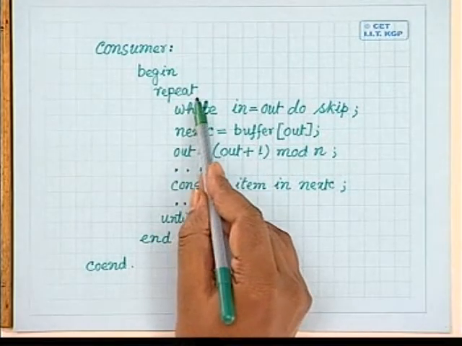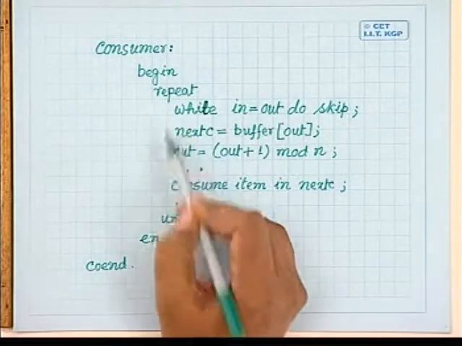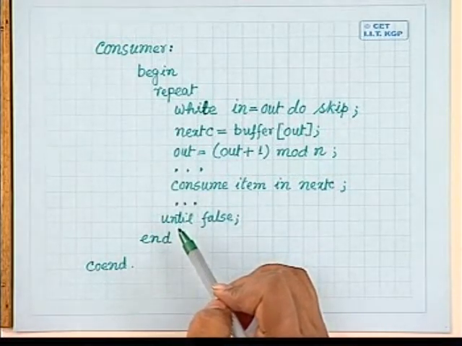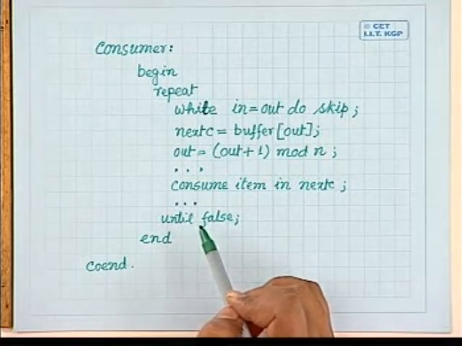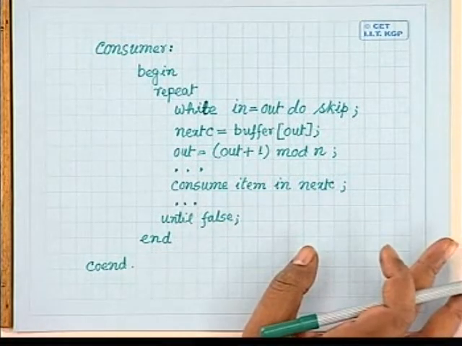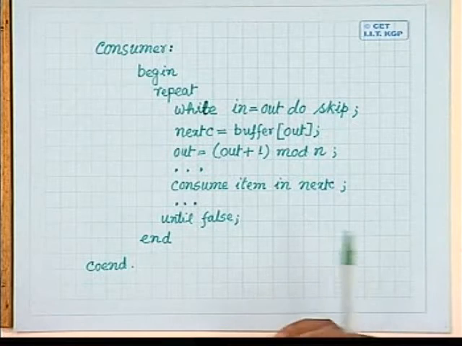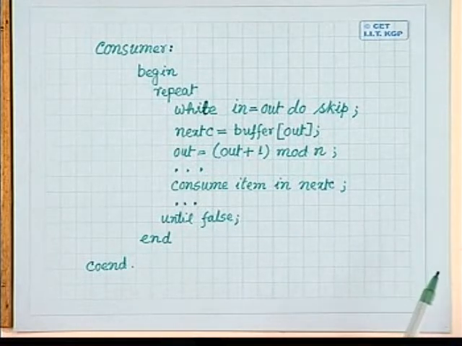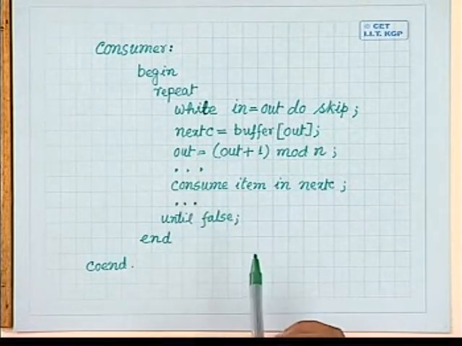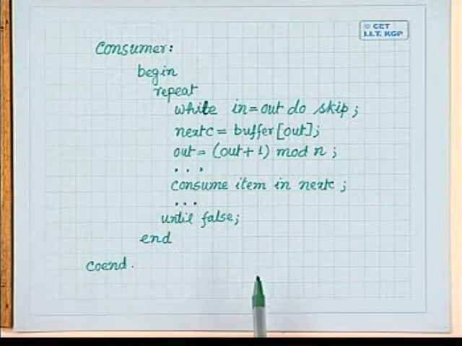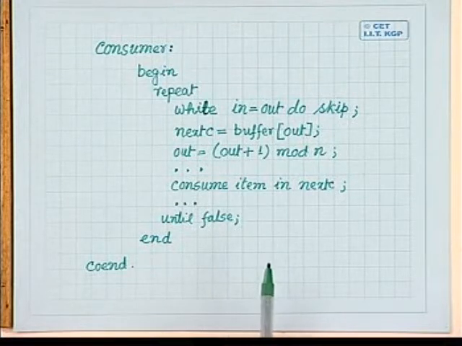You find that both these processes have been kept under a repeat until false structure. So we assume that the producer process goes on indefinitely, and the consumer process also goes on indefinitely. The producer process goes on producing items, putting them into the buffer whenever some location in the buffer is free. Similarly, the consumer process goes on consuming items from the buffer whenever there is some item in the buffer. So with this, writing the producer and consumer process in the form of a cobegin coend construct is very simple.